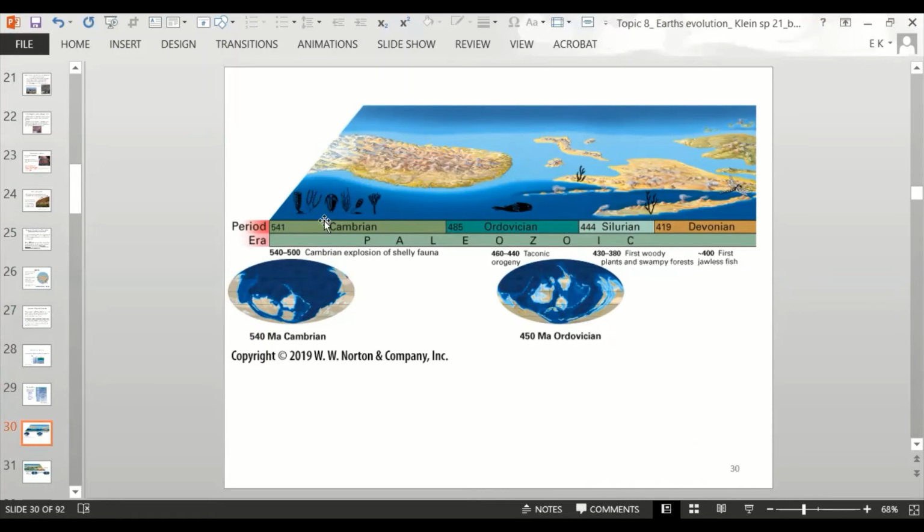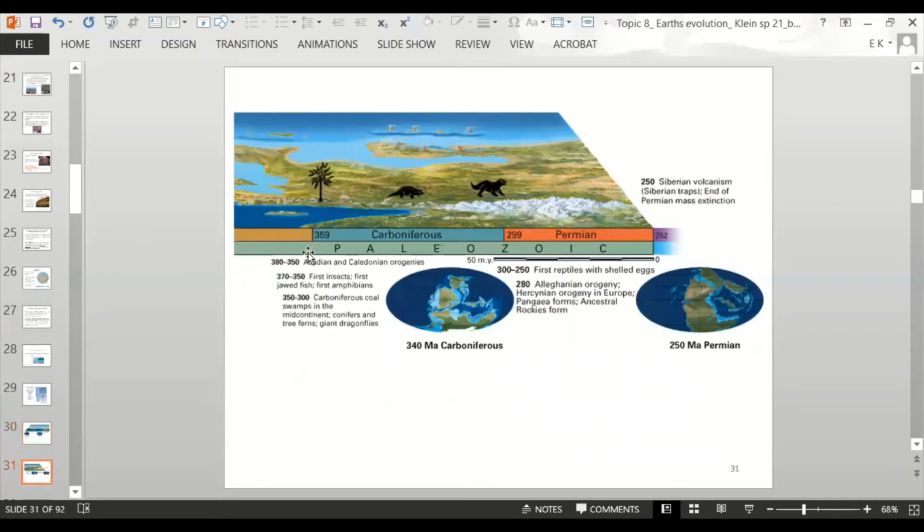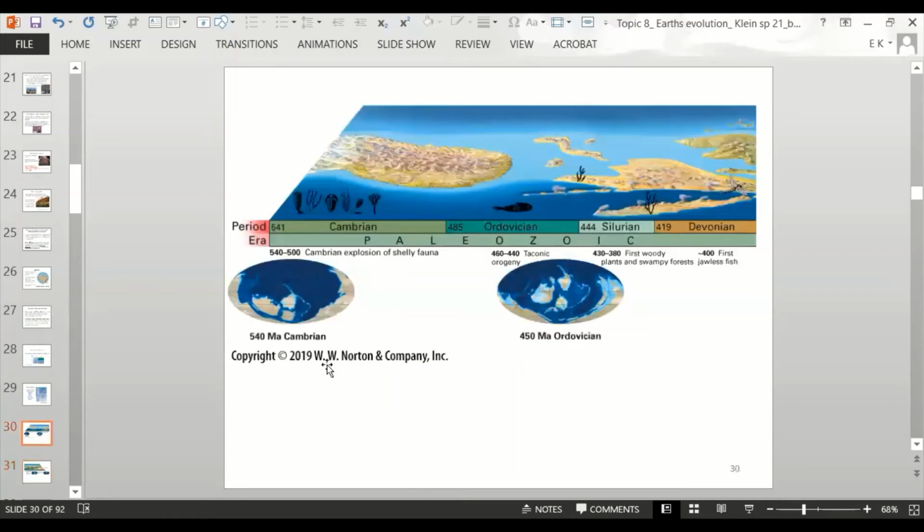So the Cambrian is early on. And then you could see some different organisms in this diagram here. And then here you have the Carboniferous, the Permian. And again, you see some changes in the organisms in the diagram. There's some other information in here as well, and it shows you where the continents were at different time periods. So you can look at where the continents were located.